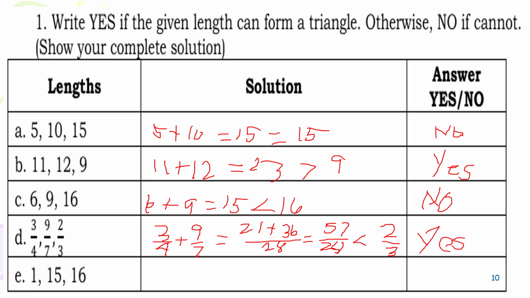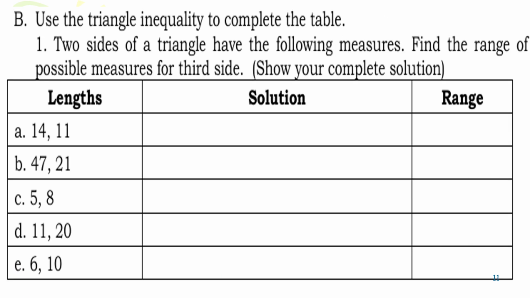Okay. Then 1 plus 15 equals 16. And 16 is equal to 16. So the third side, 16, is no. Big no. Okay. Now let's have another.